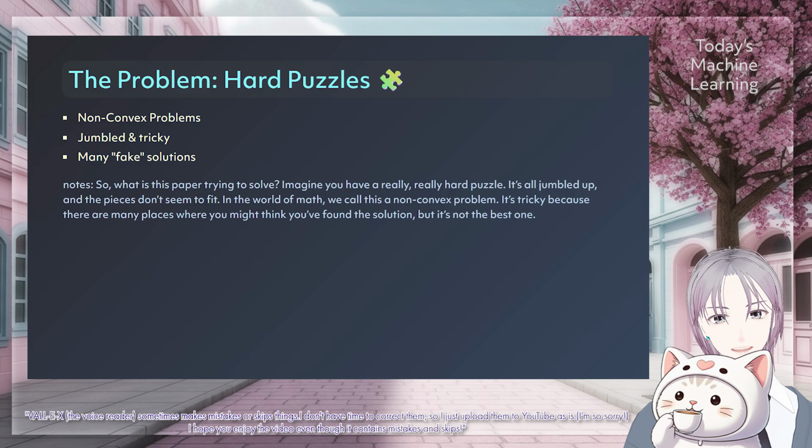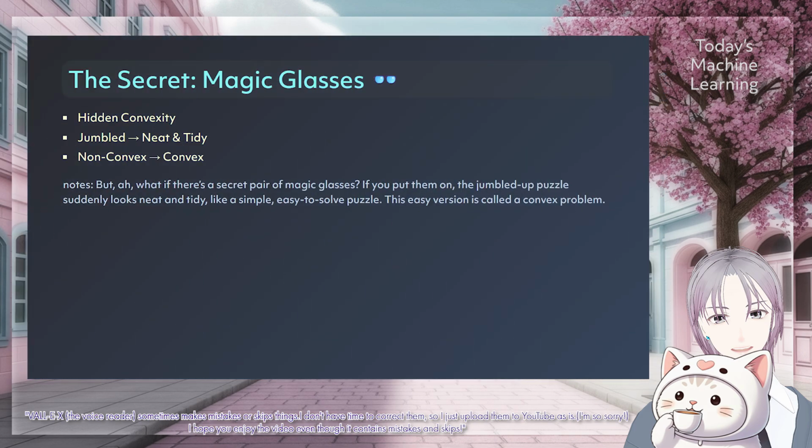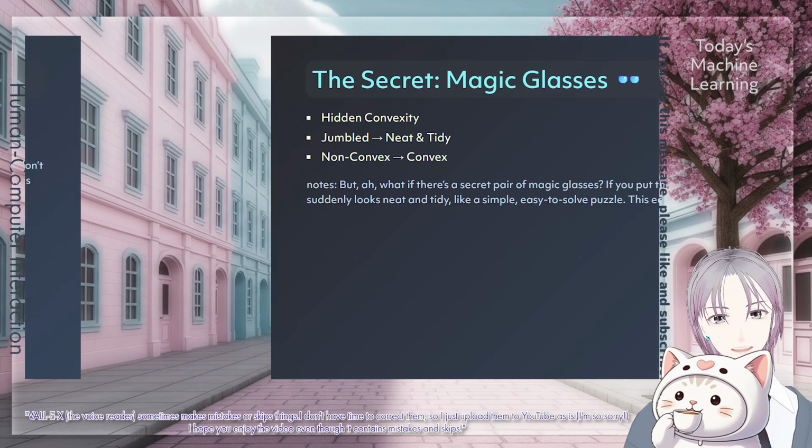It's tricky because there are many places where you might think you found the solution, but it's not the best one. What if there's a secret pair of magic glasses? If you put them on, the jumbled up puzzle suddenly looks neat and tidy, like a simple, easy to solve puzzle. This easy version is called the convex problem.